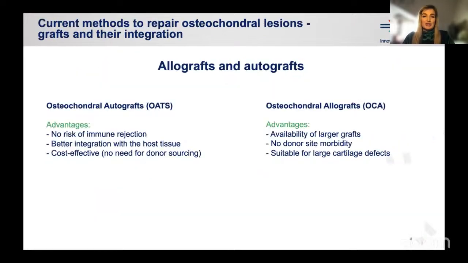So, getting closer to the methods that are being used to repair it. First of all, I want to thank Dr. Raul for a very informative talk on OATS.